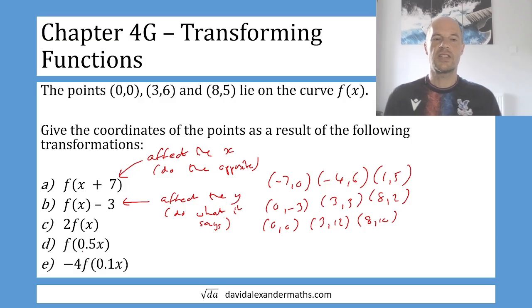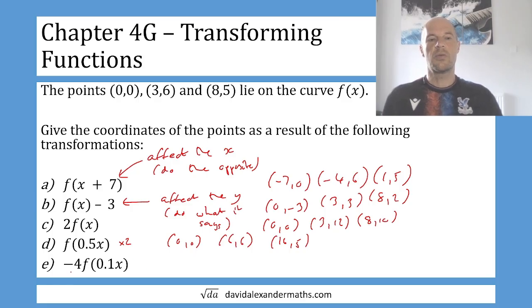Here the transformation is inside the bracket, so it's going to affect the x, do the opposite of what it says. So instead of multiplying by 1/2, we will be dividing by 1/2. We're going to divide the x values by 1/2, which is the same as multiplying the x values by 2. So (0, 0) will remain (0, 0), (3, 6) will become (6, 6), and (8, 5) will become (16, 5).